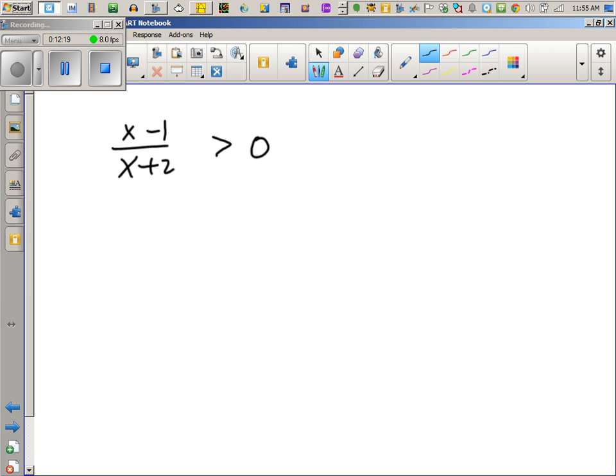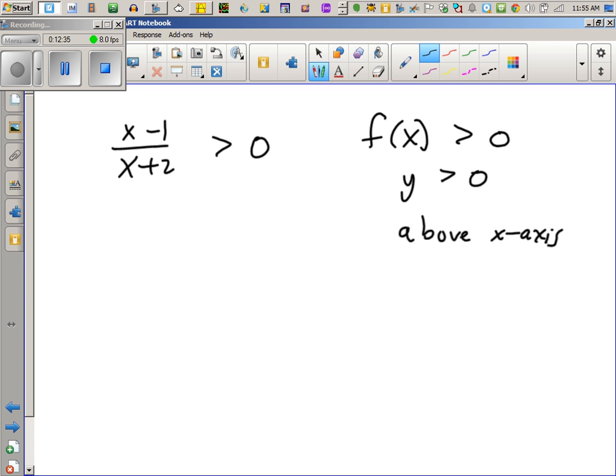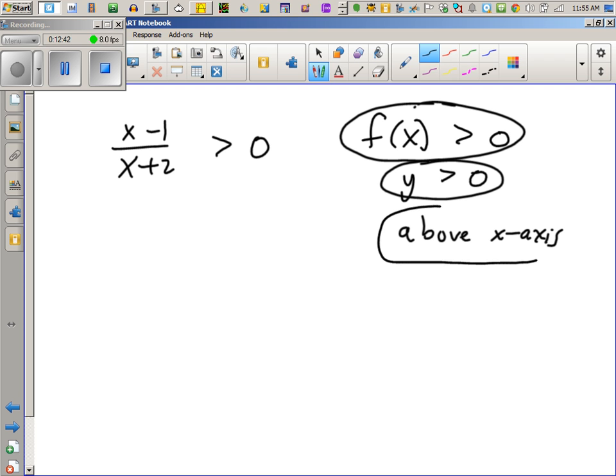Now, if you really want to, you could carefully and meticulously plot this thing and see what it looks like. You are looking for values of x that make f of x greater than 0. In other words, y is greater than 0, or above the x-axis. So if you know what this means, then you know what you're looking for, and your sketch will lead you right to the answer.